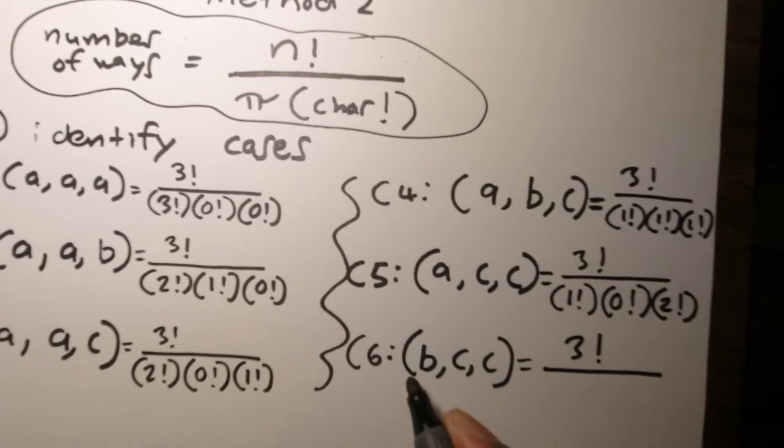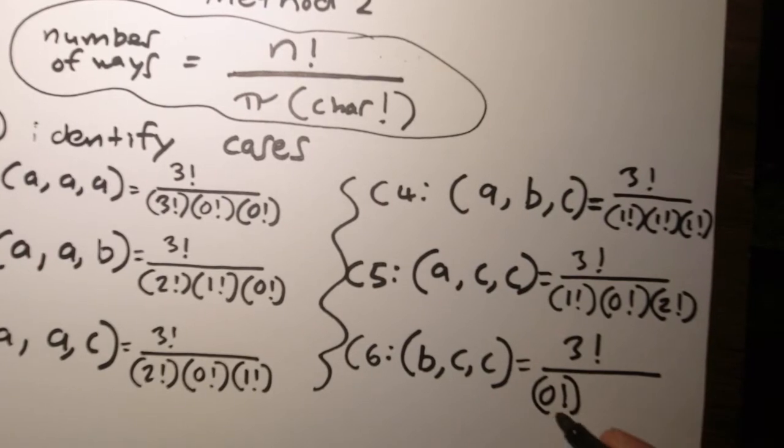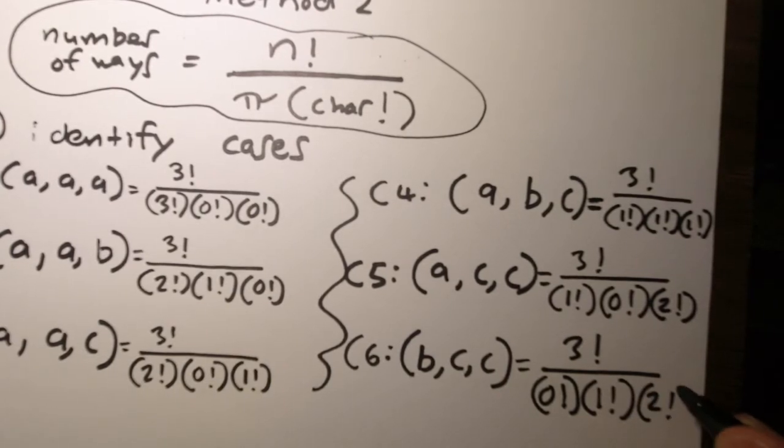Next, we have the last case. We're going to have no A, so we're going to put this as 0 factorial. We have 1B, which is going to give us 1 factorial. And then we have 2 C's, which will give us 2 factorial. Now, again, I'm not going to go into the actual evaluation. That's going to be for you to do.